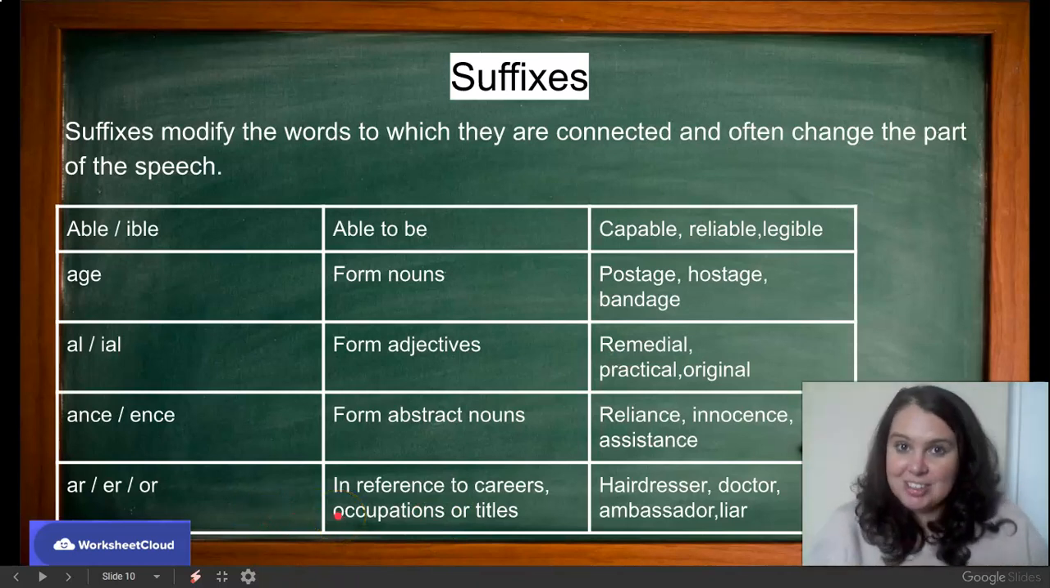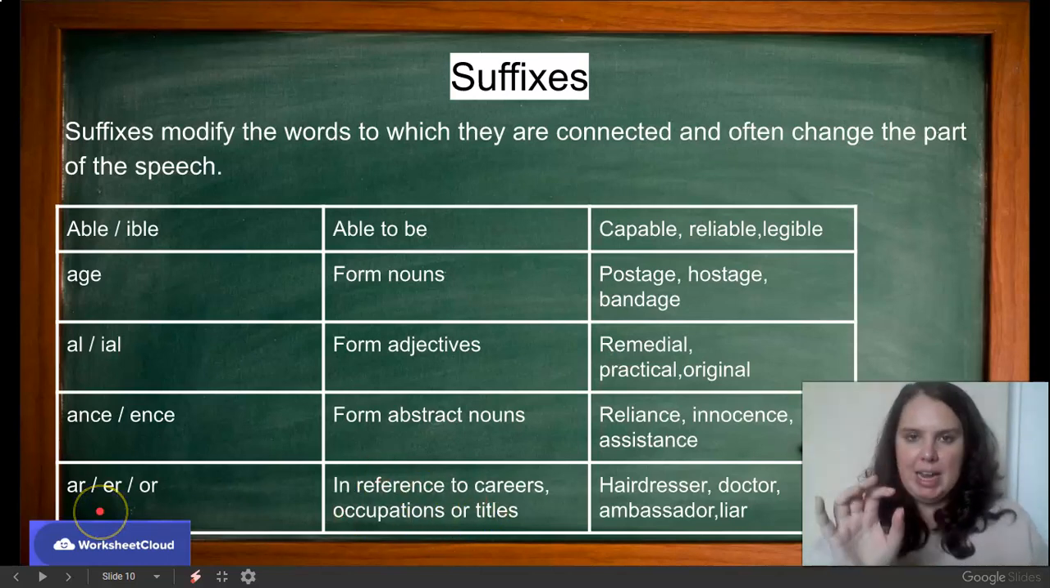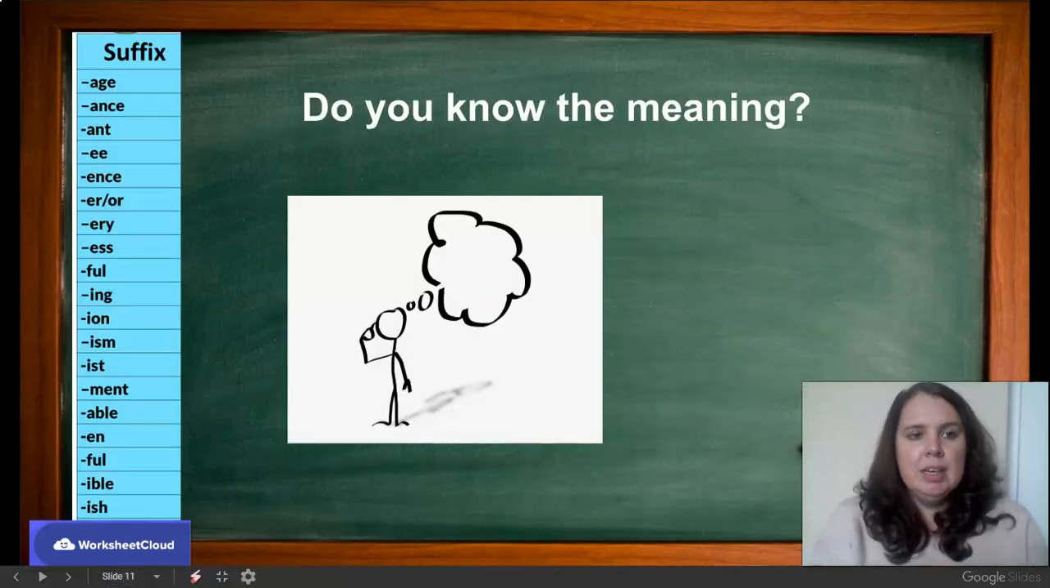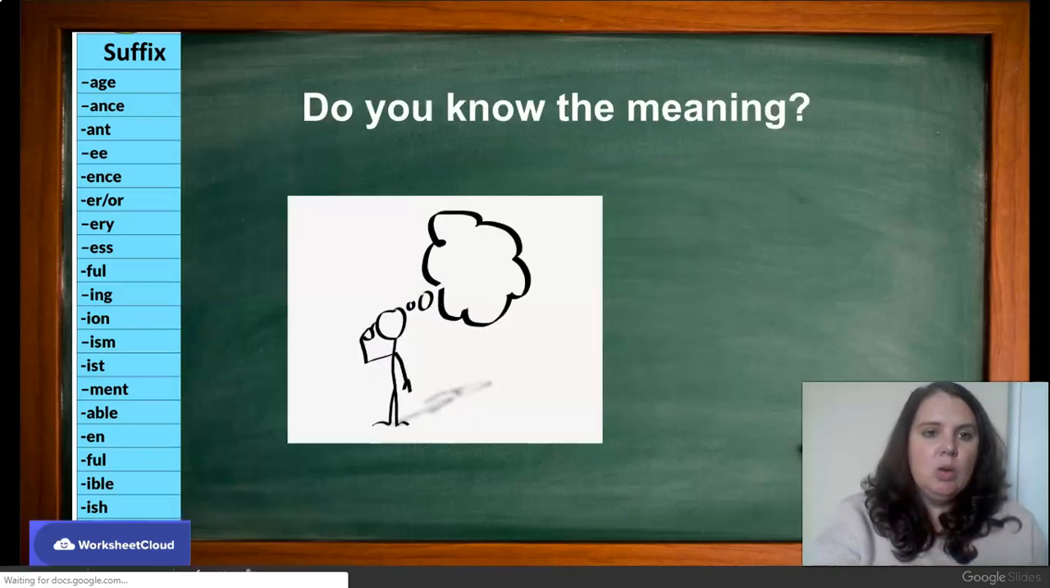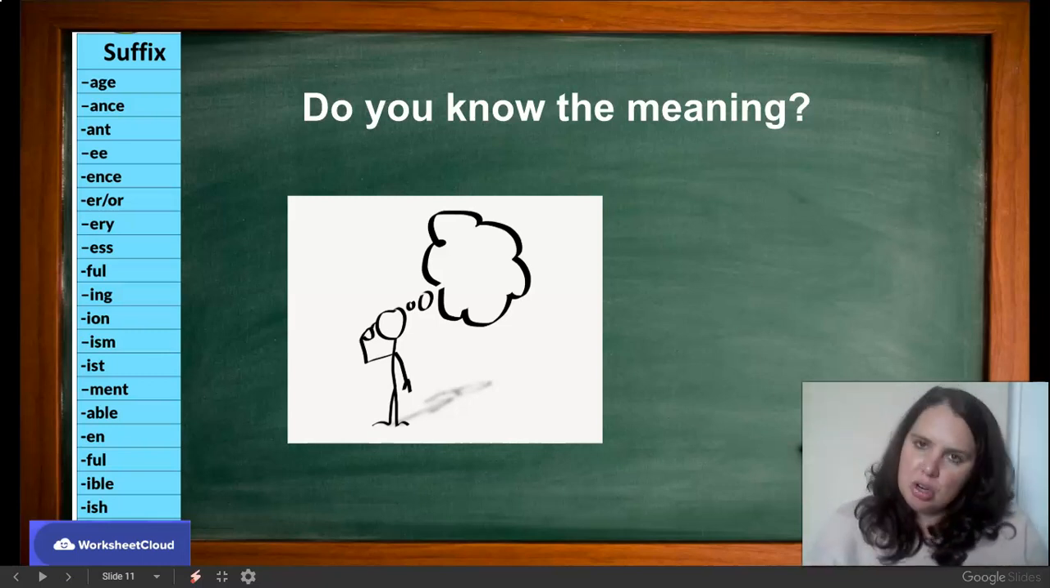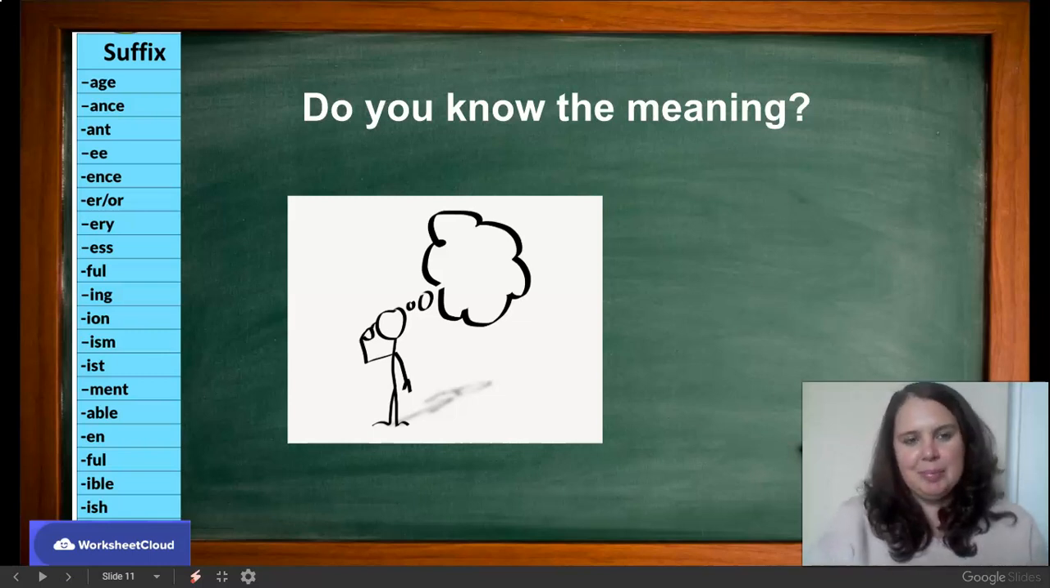And then you have ER and OR. This is where you form agent nouns. Again, see how it all connects from what we did previously. We still said that you form an agent noun by adding on the suffix like hairdresser, doctor, ambassador. Okay, so those are just basic parts of speech that a suffix can form. There are exceptions to the rule. Again, I would like you to press pause once I'm finished, and then have a look and see if you can identify exactly what the meaning of these suffixes are, because that will also help you with knowing where to attach it. All right, so press pause, jot down your answers, and we'll go through them again.